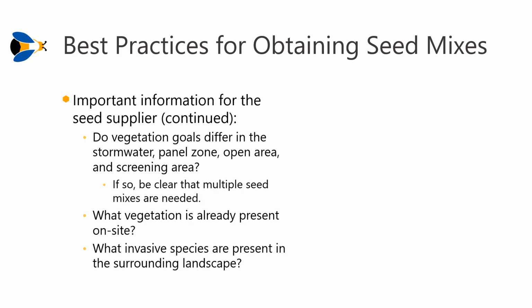They'll also need to know if vegetation goals differ in the stormwater, panel zone, open area, and screening area. If so, be clear that multiple seed mixes are needed. What is the vegetation already present on site, and what invasive species are present in the surrounding landscape?